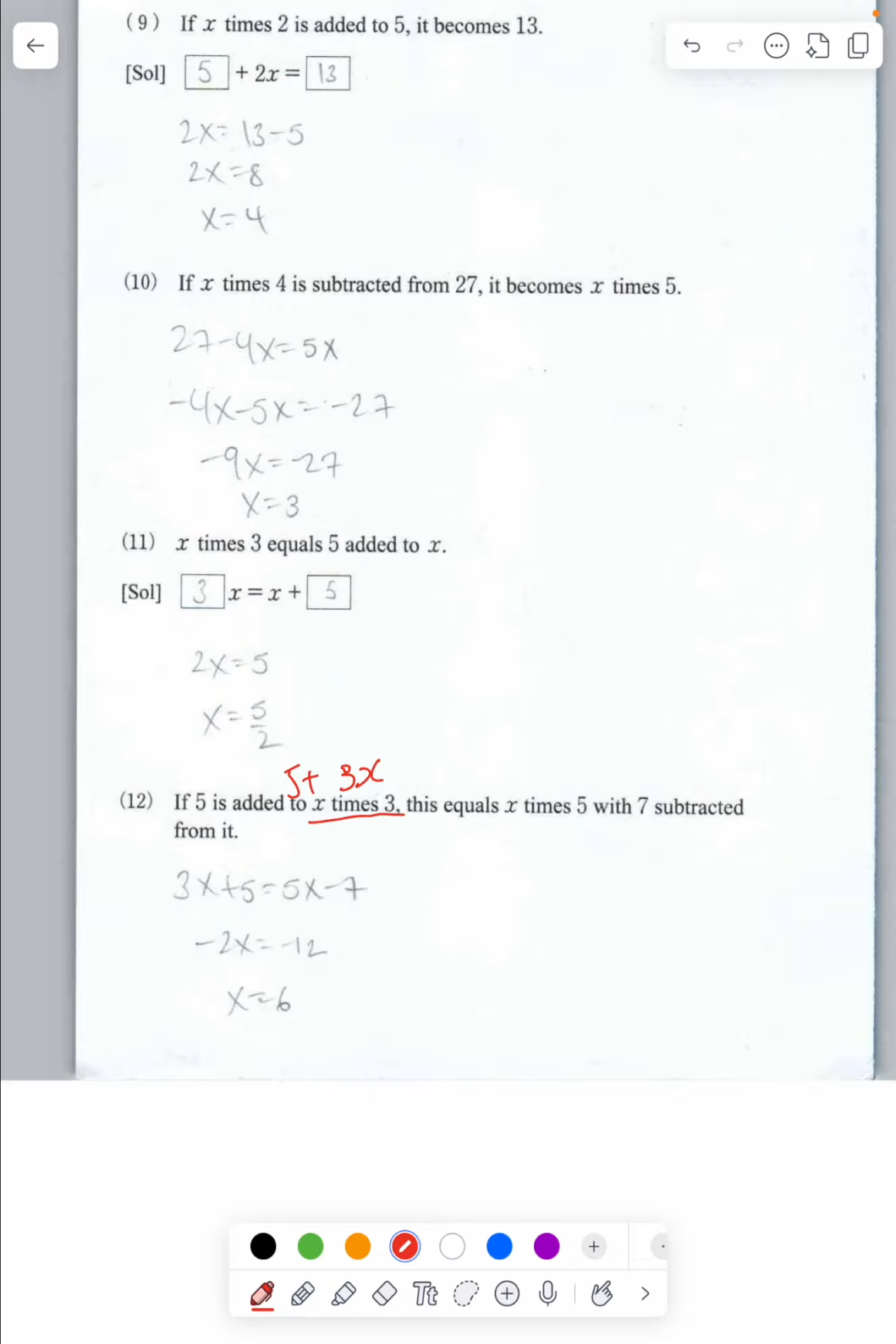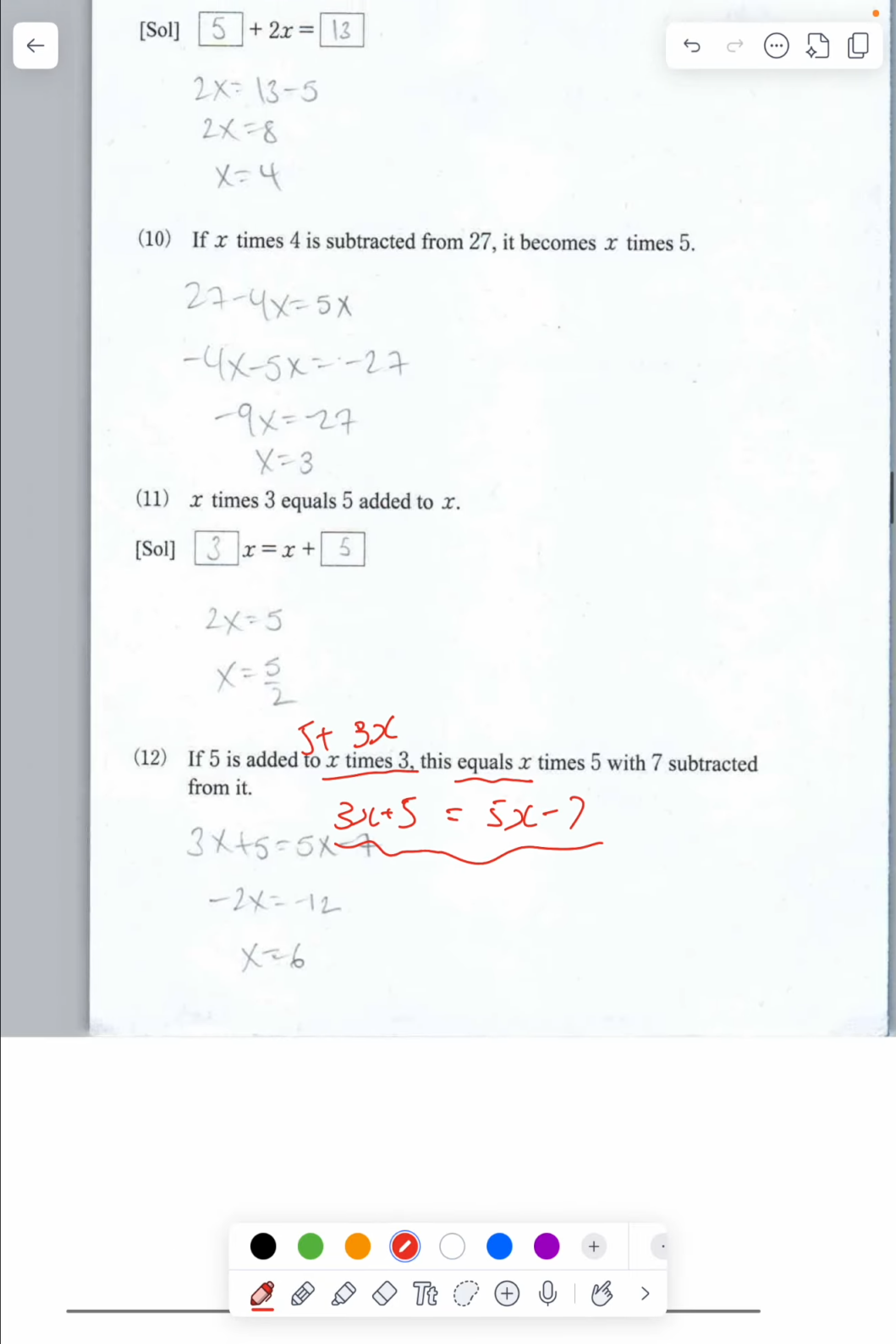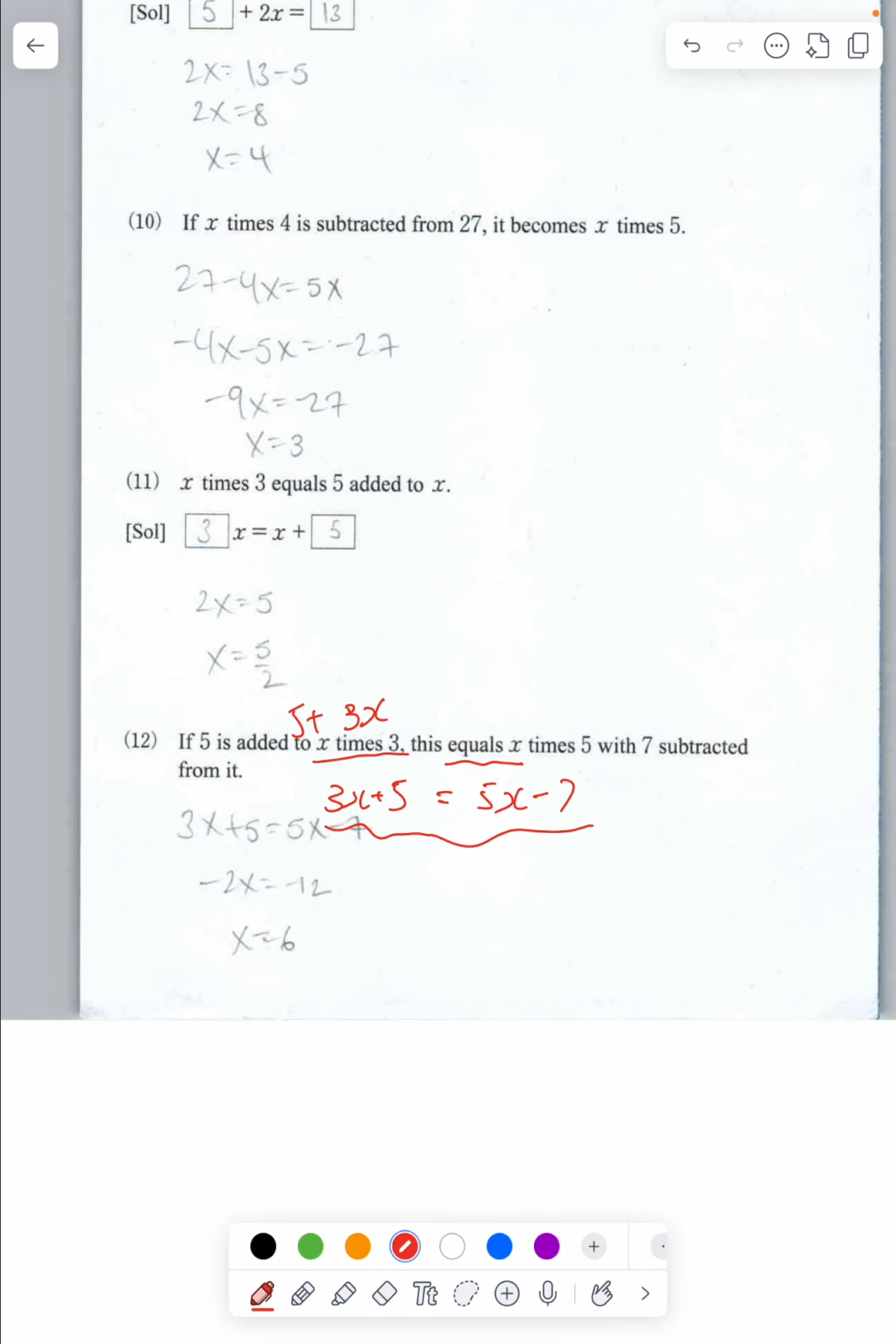But let me ask you this, Nora. When we use mathematical notation, do we use the variable first, then number, or number first then variable? What you did here is right. 3x first and then plus 5. Okay? So 3x plus 5. And this equals x times 7 with 7 subtracted from it. This is very, very straightforward, right? How do we represent this one? Okay, 5x minus 7. Good. And do you know how to solve this? Okay, good. All right, perfect.